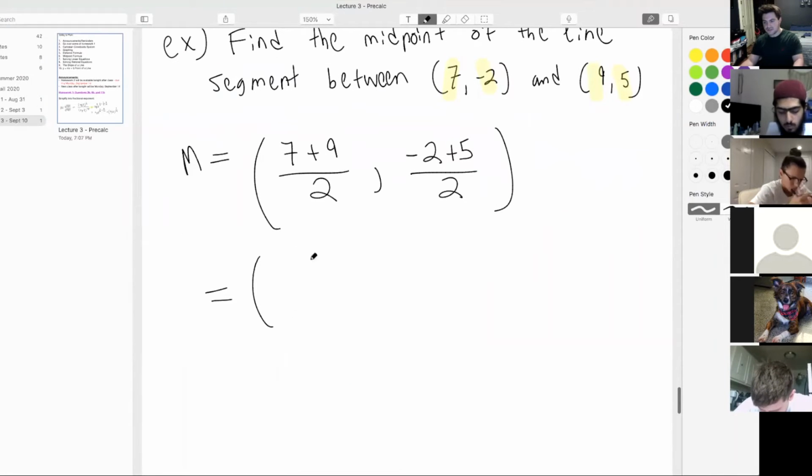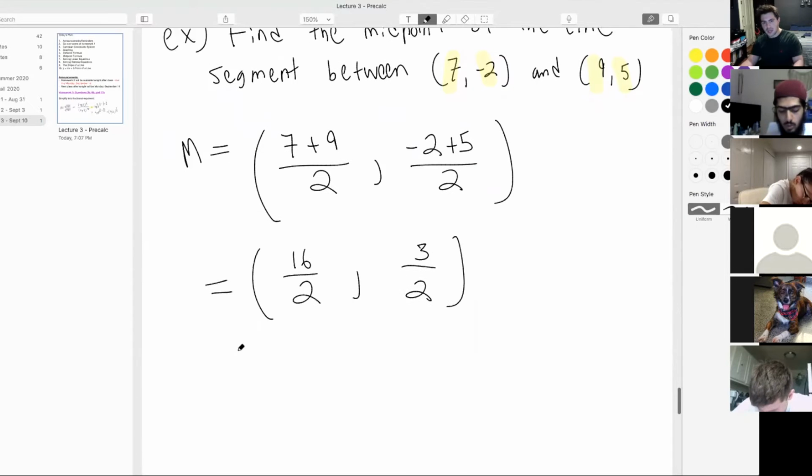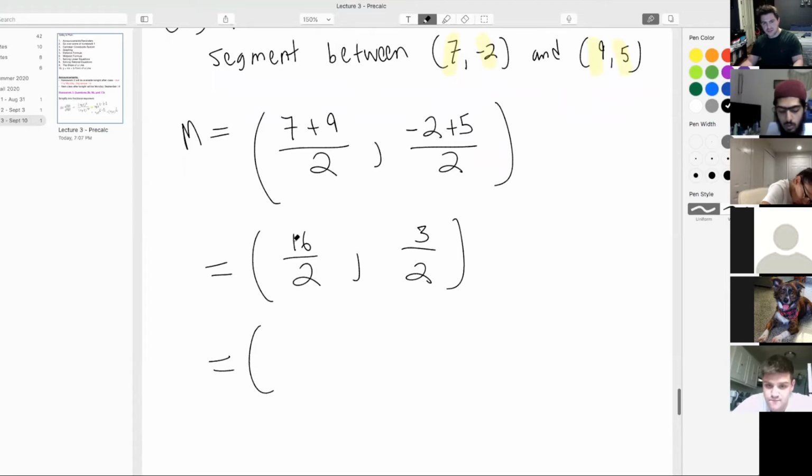Good, now let's simplify. The numerator is 9 plus 7, which is 16, and the numerator of the second coordinate is 3. We can do a little better on that first coordinate: 16 over 2 is 8. So this is 8, comma, 3 over 2.